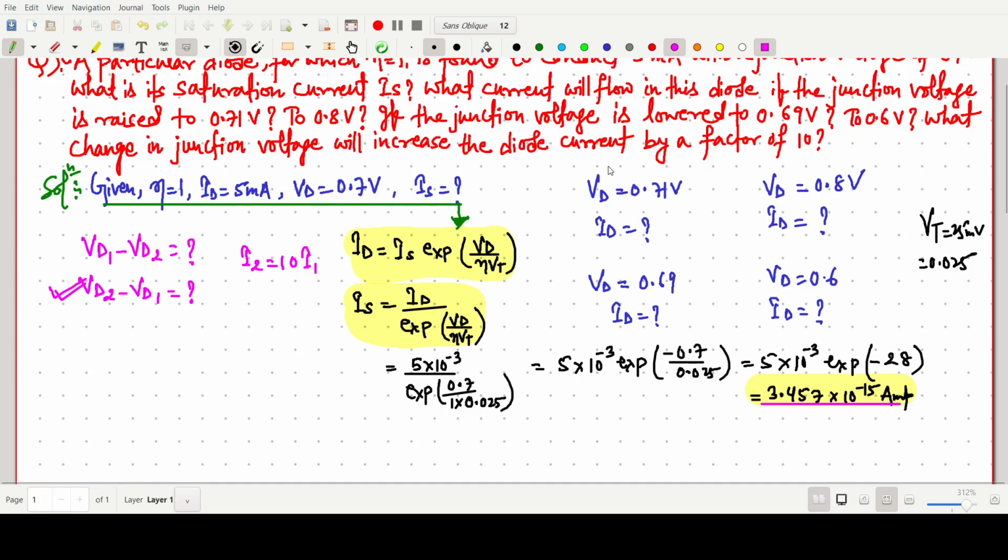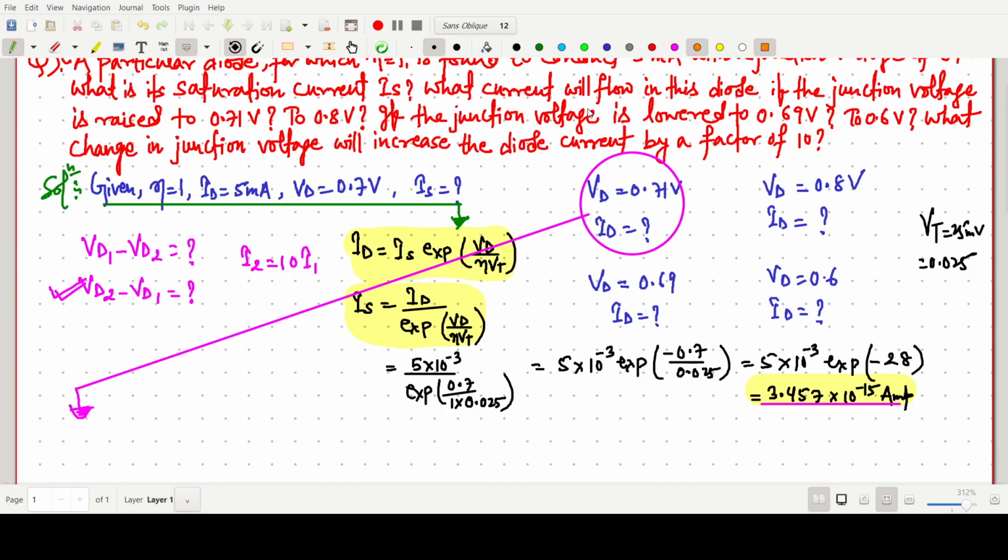So now we have to think about this one. For this purpose, again for ID we have to find Is, which is now known to us. So what we can do is simply write the expression for ID equals Is exp, exponential of VD by eta VT.